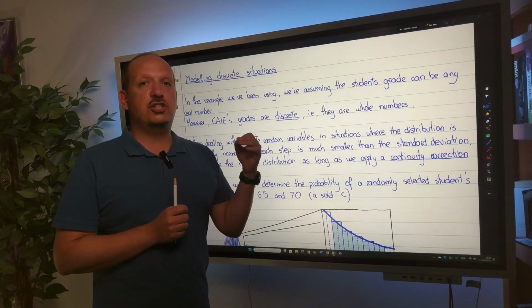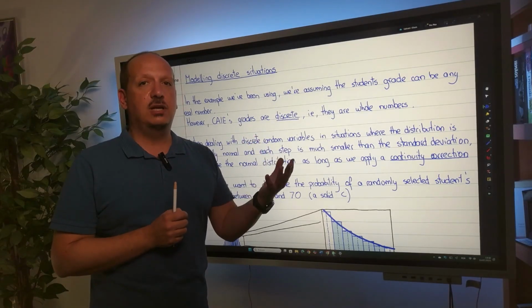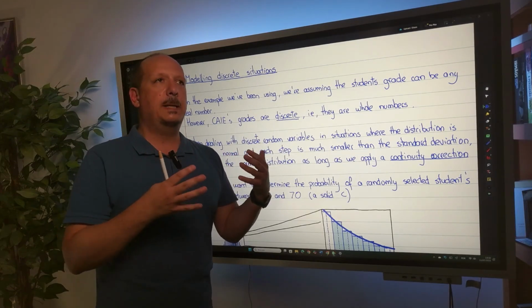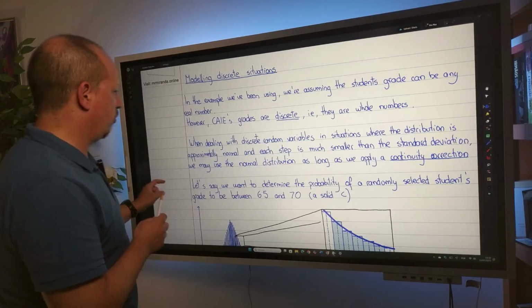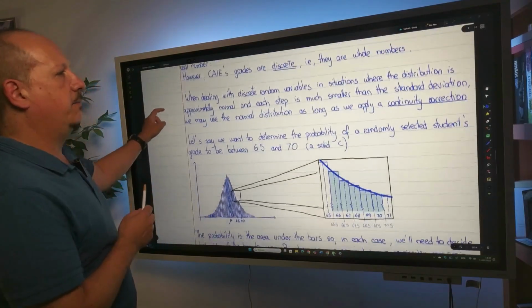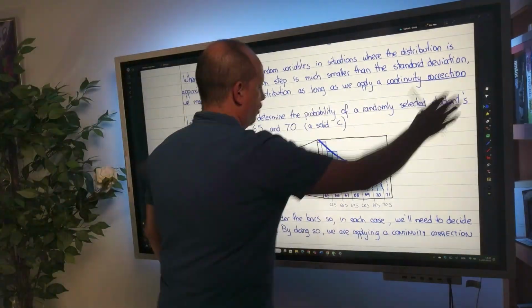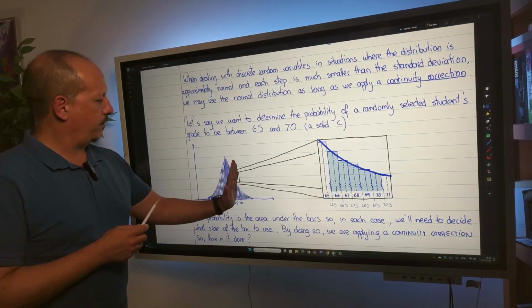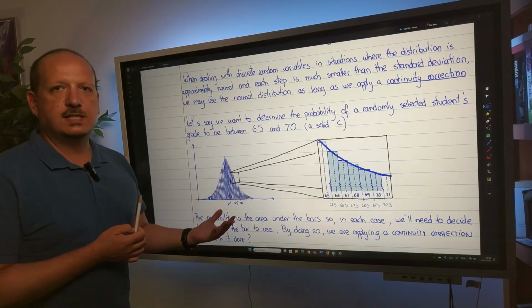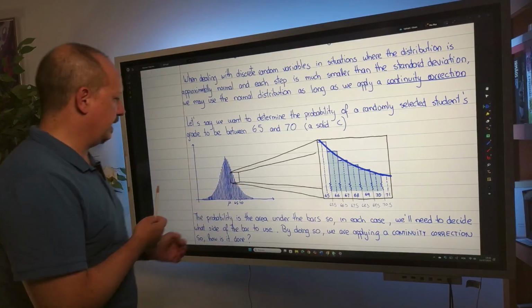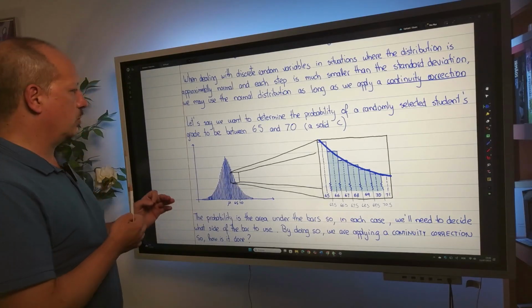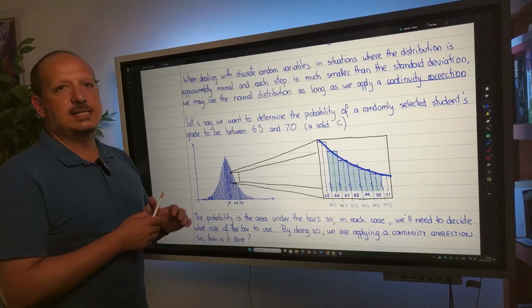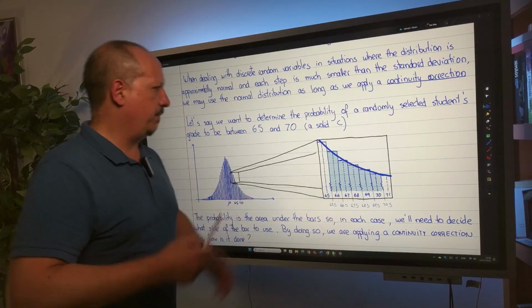So in this situation, you need to do an approximation that will turn this discrete variable into something more continuous. Let me show how this is done. This is called a continuity correction. So let's say that this is the range of all possible results that you have for a particular subject in CAIE. And let's say that you want to calculate the probability that the grade of a student is between 65 and 70%, a solid C.